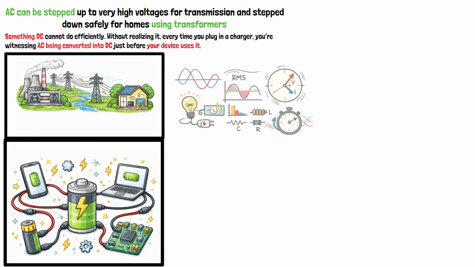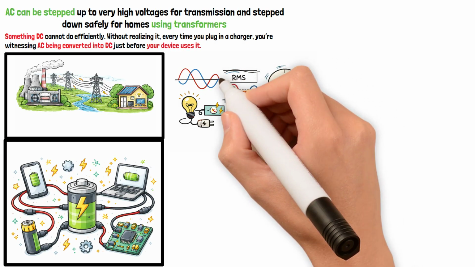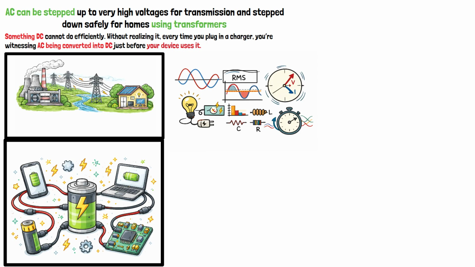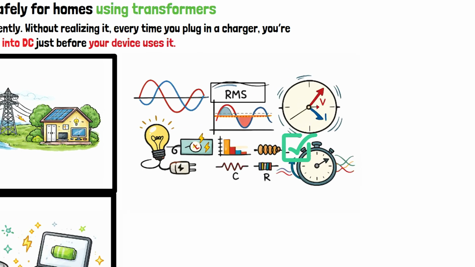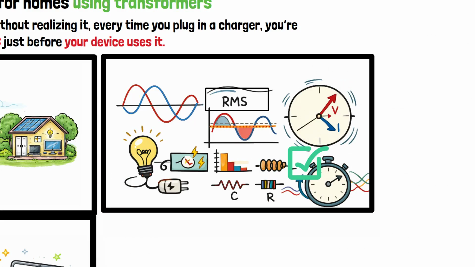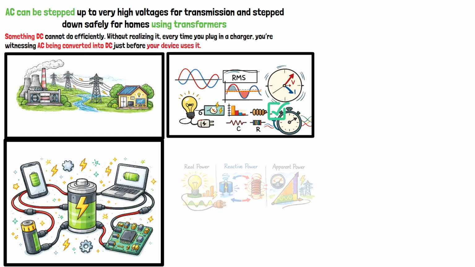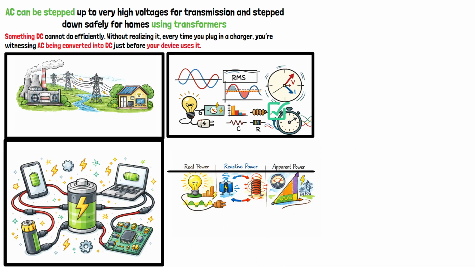At a deeper level, AC systems introduce time-varying behavior, where voltage and current no longer move together. This is where concepts like RMS values explain how AC delivers real, usable power, and phasors help engineers visualize how signals shift in time. In AC circuits, not all power does useful work. Some is stored and returned by capacitors and inductors, leading to the distinction between real power, reactive power, and apparent power, which is essential for understanding efficiency and system design.